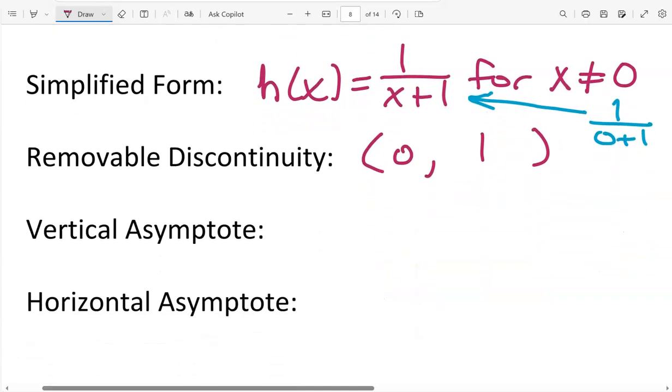The vertical asymptote can be found by finding the value of x for which the denominator is equal to 0 in the simplified form. So x plus 1 equals 0 when x is equal to negative 1. And the horizontal asymptote is that vertical translation, so y is equal to 0.